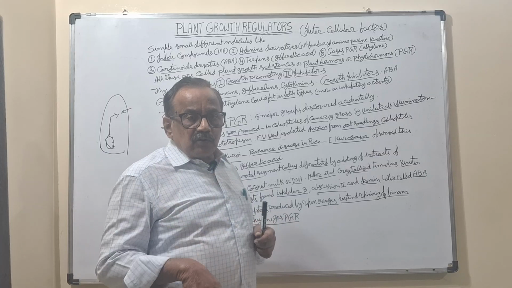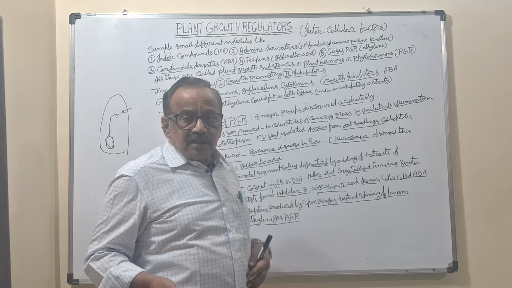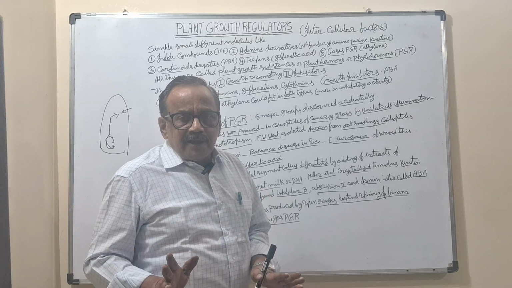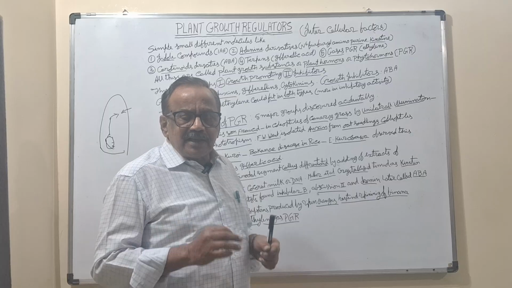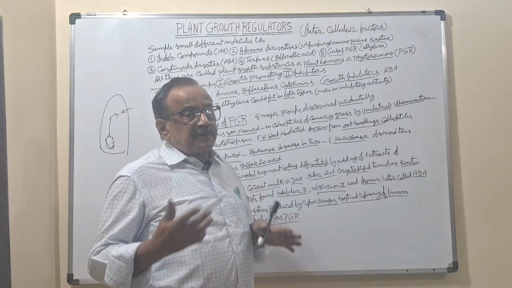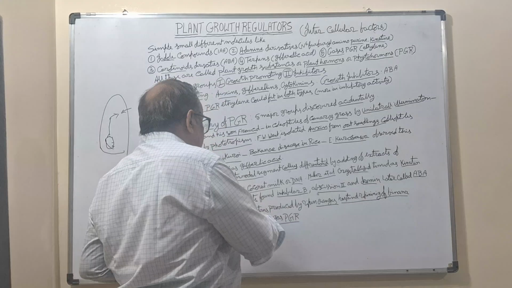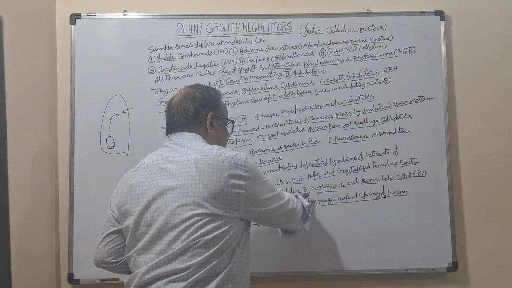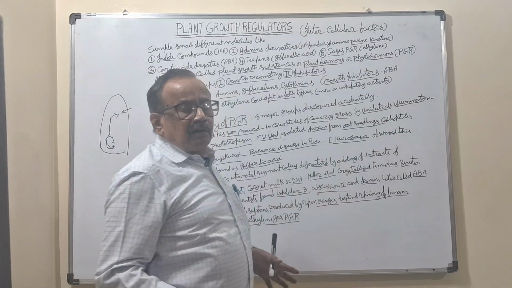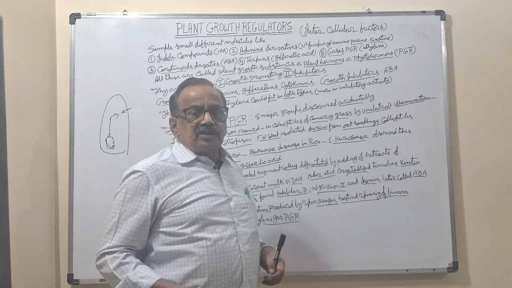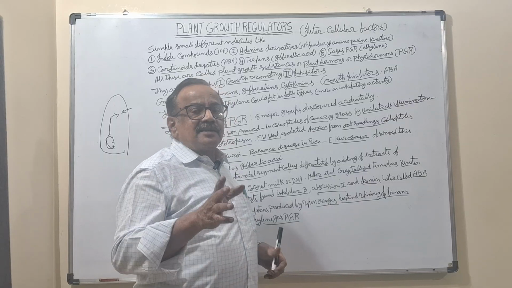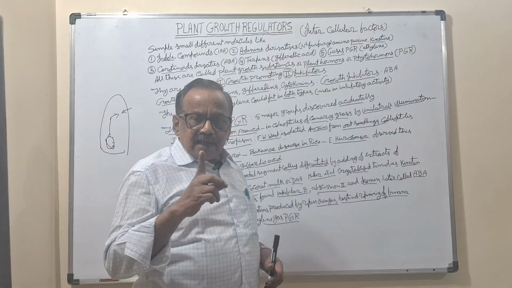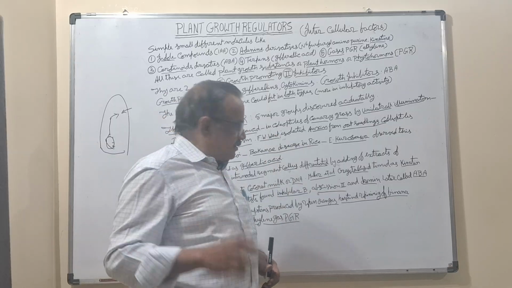Later on, other scientists came to know that all these three belong to one chemical only. The chemical is the same, but it works in different ways. In which ways is it working? Inhibition, abscission, dormin, all are the same chemical, which is called abscisic acid. A means abscisic acid. That is the thing.